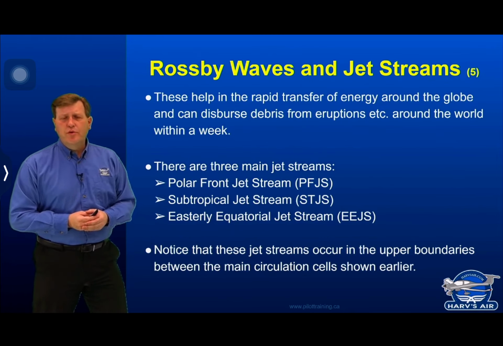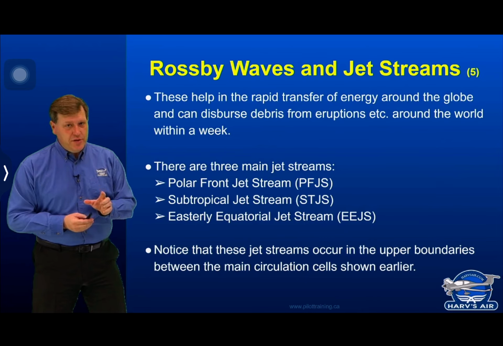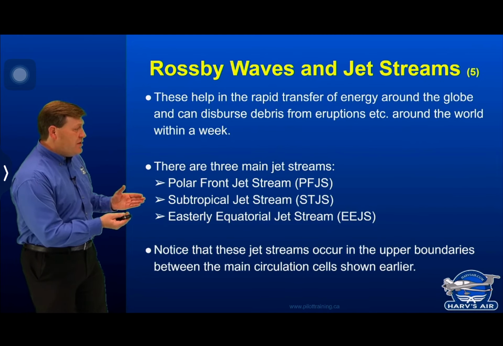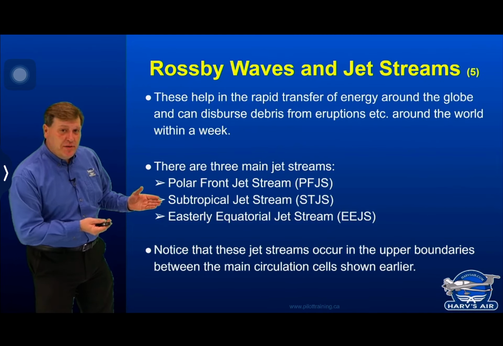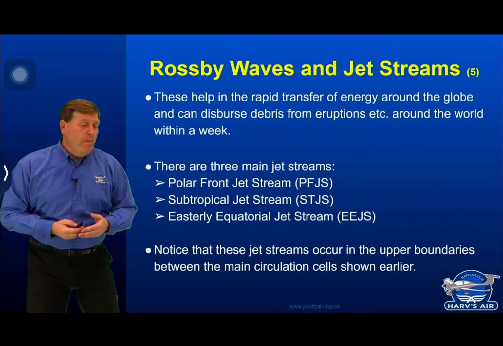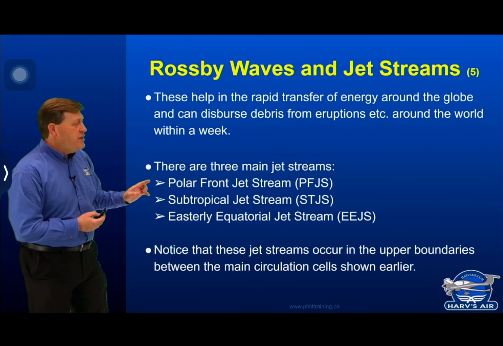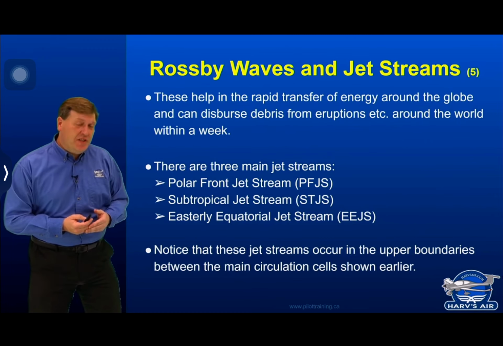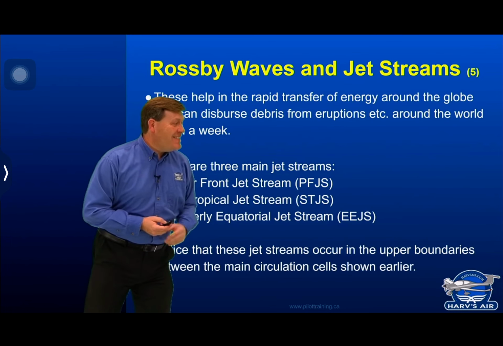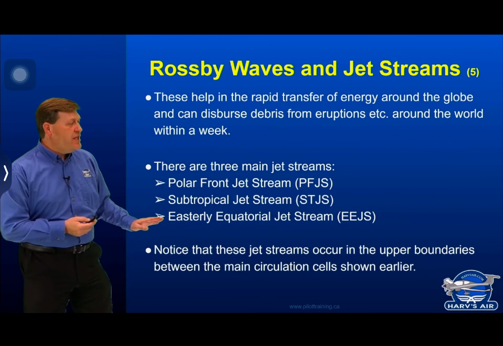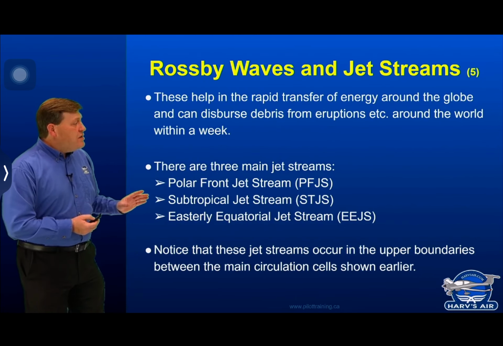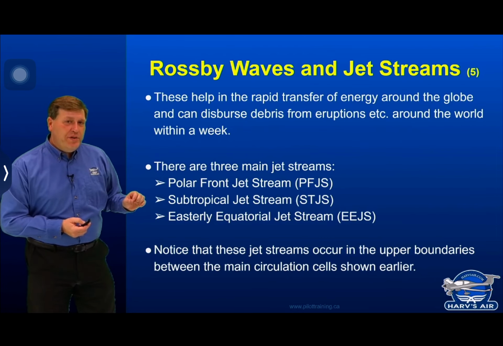Earlier, do you remember how we drew 3 cells in terms of global circulation? If you're thinking that these jet streams are related to the cells that we talked about earlier, you are spot on. So, we have the polar front jet stream, sometimes abbreviated the PFJS. We also have the subtropical jet stream, sometimes abbreviated STJS, and then we have the eastern equatorial jet stream, which is sometimes abbreviated EEJS. Let's look at each one of these in a little bit more detail.